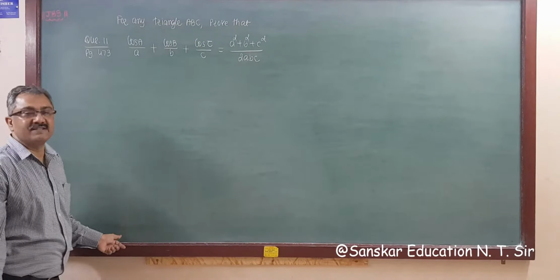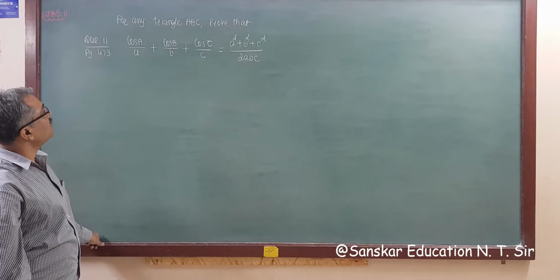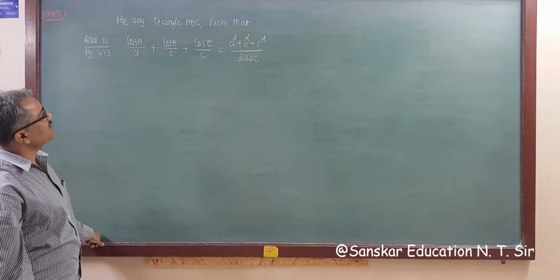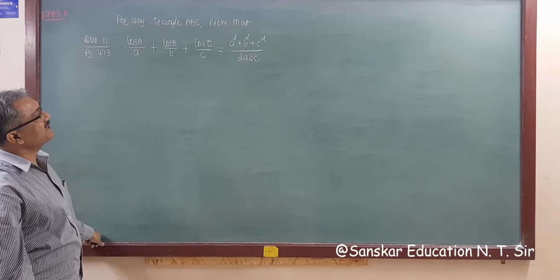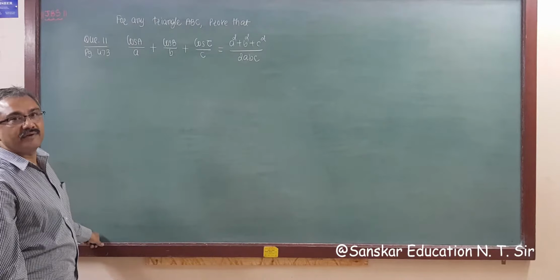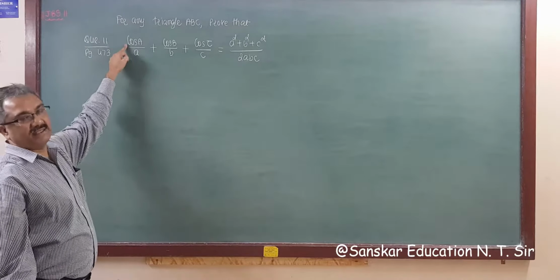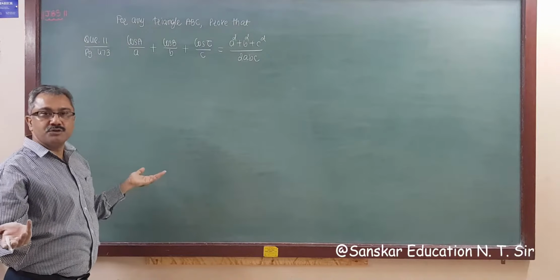Question number 11, page 473. Prove that cos A upon small a plus cos B upon small b plus cos C upon small c is equal to a square plus b square plus c square upon twice abc. Now this is cos A, so simply nothing to do.